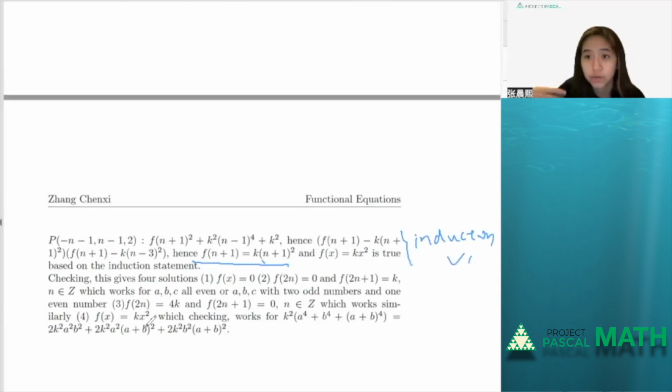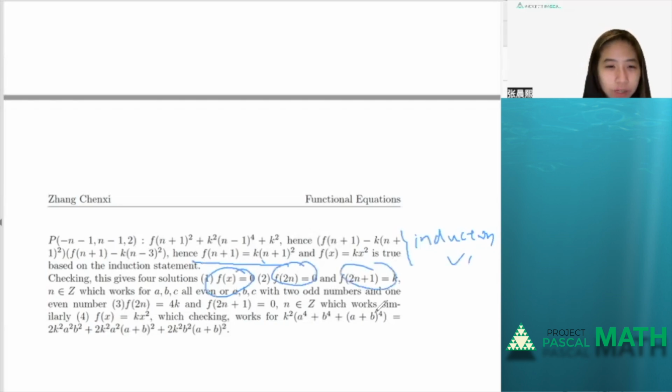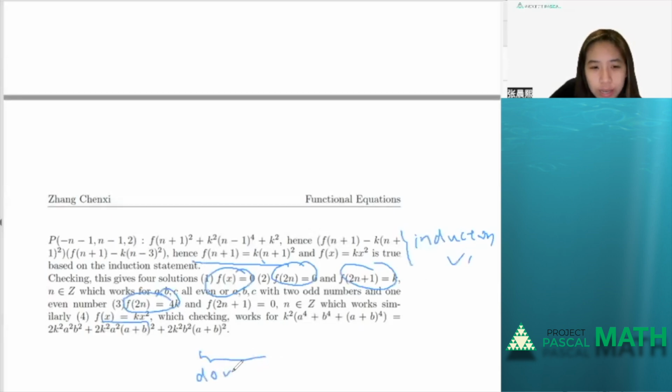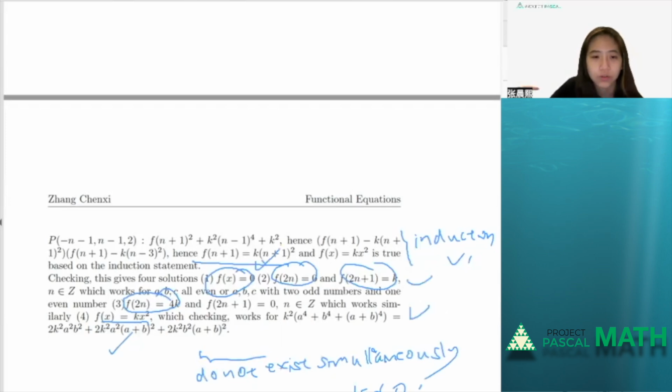So now you compile all these solutions, which are f(x) equals 0; f(2n) equals 0 and f(2n+1) equals k; f(2n) equals 4k and f(2n+1) equals 0; and then f(x) equals kx squared. And then you realize that all of these solutions do not exist simultaneously, because k, which you assumed earlier, is now equal to 0. And you check for all of these cases to see where it works. f(x) equals 0 works. kx squared works. And well, I'm sure if you stop at 2 and 3, it also works as well.